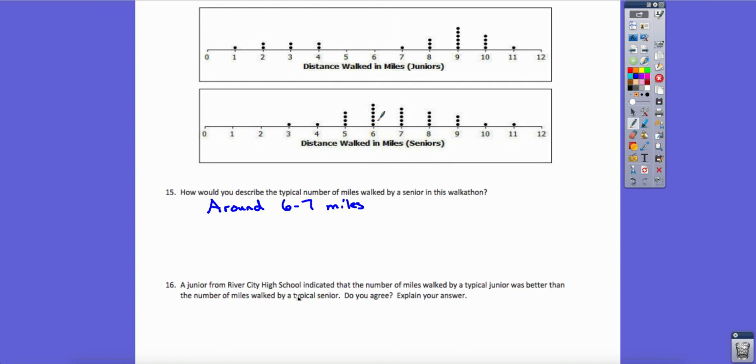And then for number 16, it says that a junior says that they walked more than a typical senior. Do you agree? And I would say yes. And here's why. Even though they're pretty close, if you compare both the mean and the median for both, juniors are higher. I think for the mean, for the juniors it was 7.05, and for the seniors it was 6.8, and then for the medians it was 7 and 8, and so the juniors were higher in both regards.